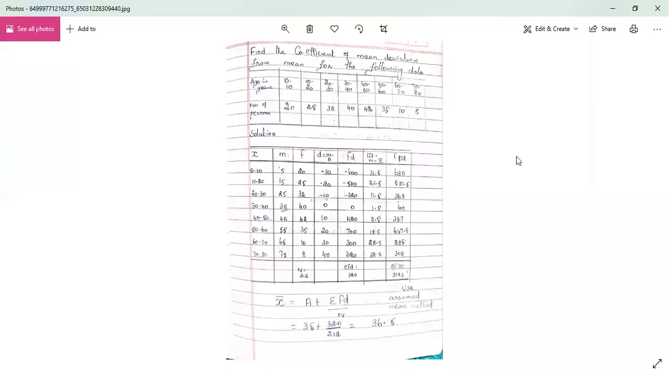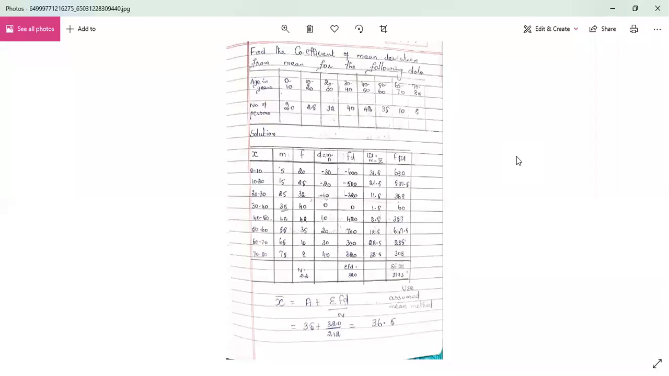Find the coefficient of mean deviation from mean for the following data. Here, age in years and number of persons are given as information in this problem. Solution: x: 0 to 10, 10 to 20, 20 to 30, 30 to 40, 40 to 50, 50 to 60, 60 to 70, and 70 to 80.